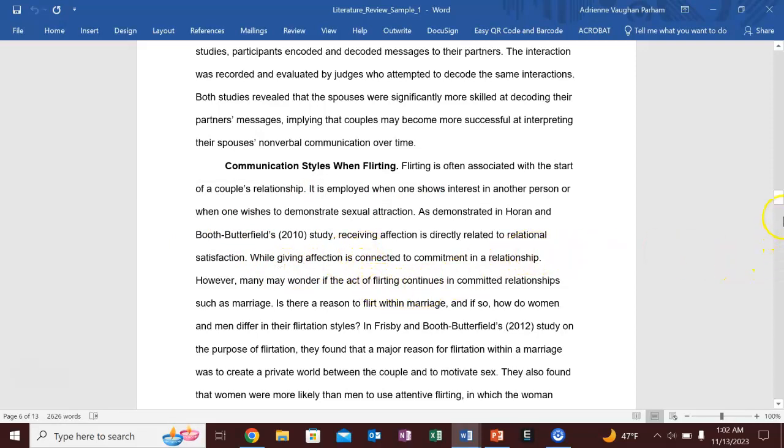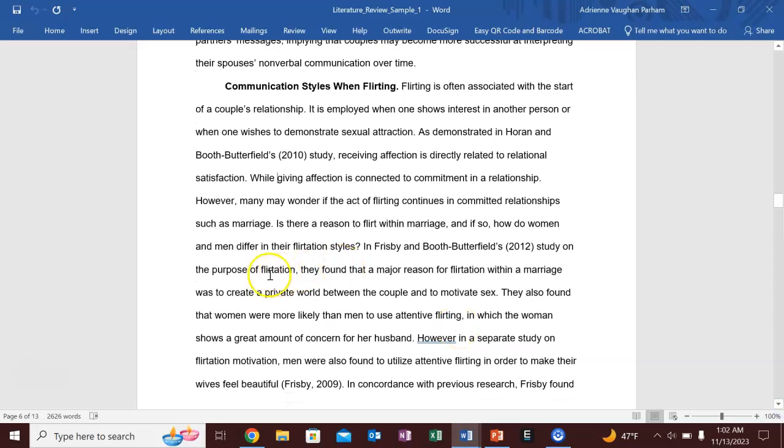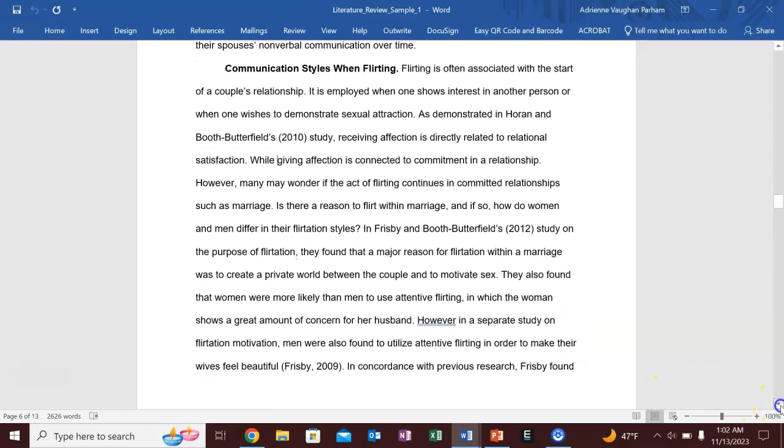The purpose of that study, what were they focused on? The purpose of the study was to review flirtation, and tell us what the outcome of that study was, what they found to be true within their research. Within their research study, they found that a major reason for flirtation within marriage was to create a private world between the couple and to motivate sex. So, we're talking about what the conclusion was.